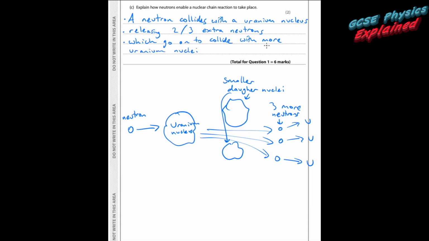Which go on to collide with more uranium nuclei, which just means nucleuses. Haha, it's plural of nucleus. Instead of saying nucleus, you can say atom. But never say split the atom, you must say split the nucleus. So to be honest, I tend to avoid saying hit the atom, otherwise it just might confuse you a little bit later on.